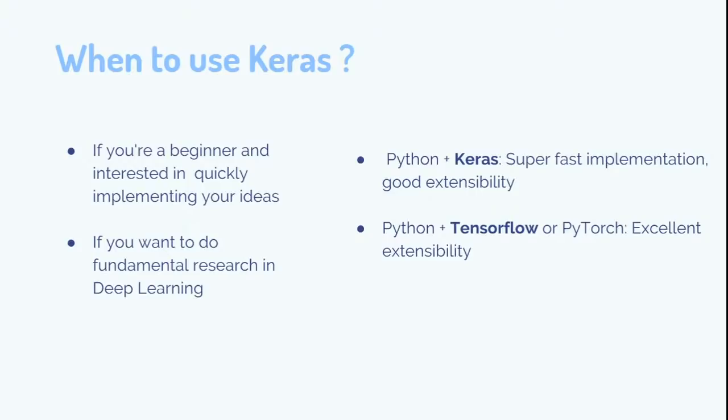Okay, so Python plus Keras is equal to super fast implementation and good extensibility. Python plus TensorFlow or PyTorch gives excellent extensibility only. Okay, it's super fast and good extensibility, but with Python plus TensorFlow or PyTorch you can use excellent extensibility.